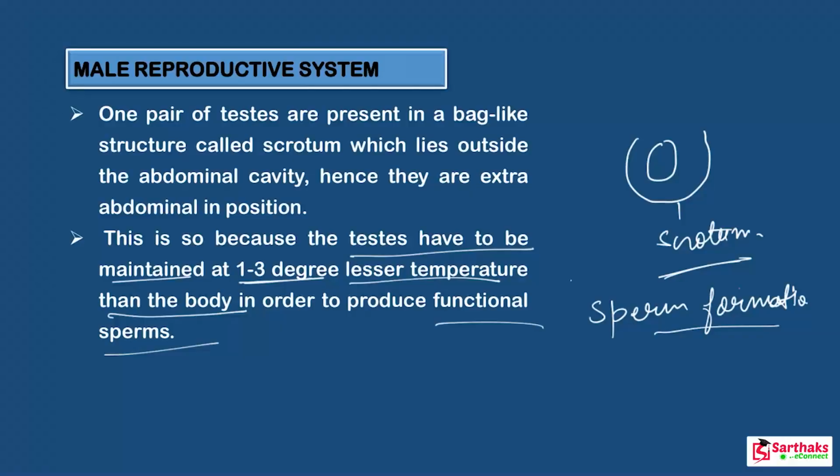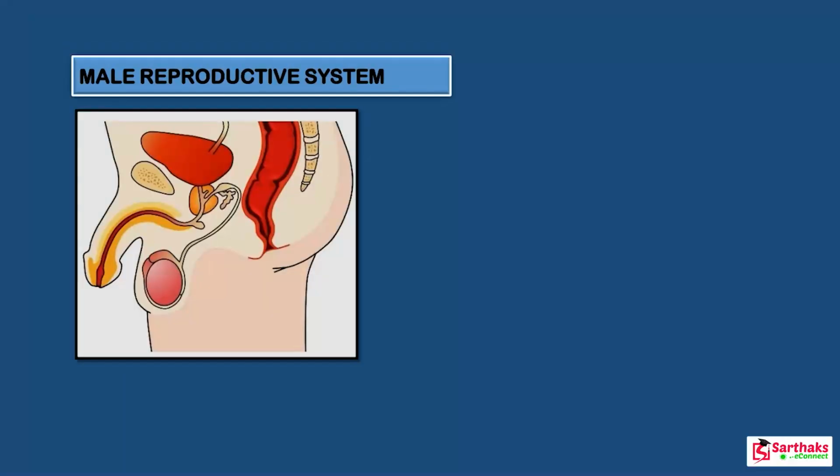Now what happens in the next process? The sperms from the testis come out. If the sperms are formed here in the testis, now they come out and go into a highly coiled structure. Look at the diagram. This is a highly coiled structure. This is the scrotum, and this is the epididymis, the highly coiled structure which you call the epididymis.